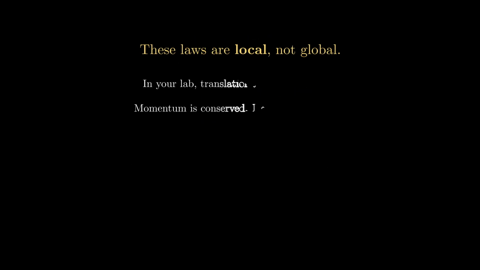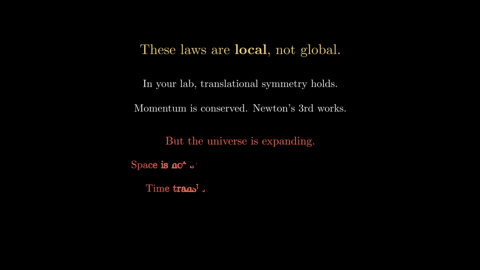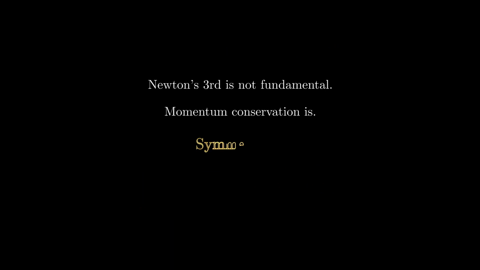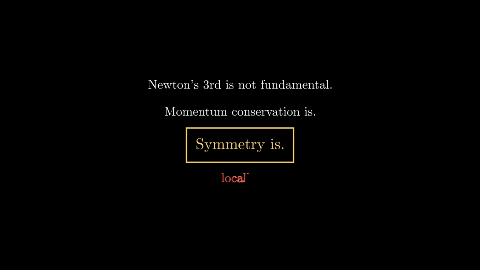However, why are these laws local and not global? In our lab, these symmetries hold, but globally, the universe is expanding. It's not continuous. Time translation symmetry fails globally. Energy is not conserved across the universe. Hence, we can conclude that these laws are local. They do not govern global events. Newton's third law isn't fundamental. Momentum conservation comes from symmetries locally in our universe.